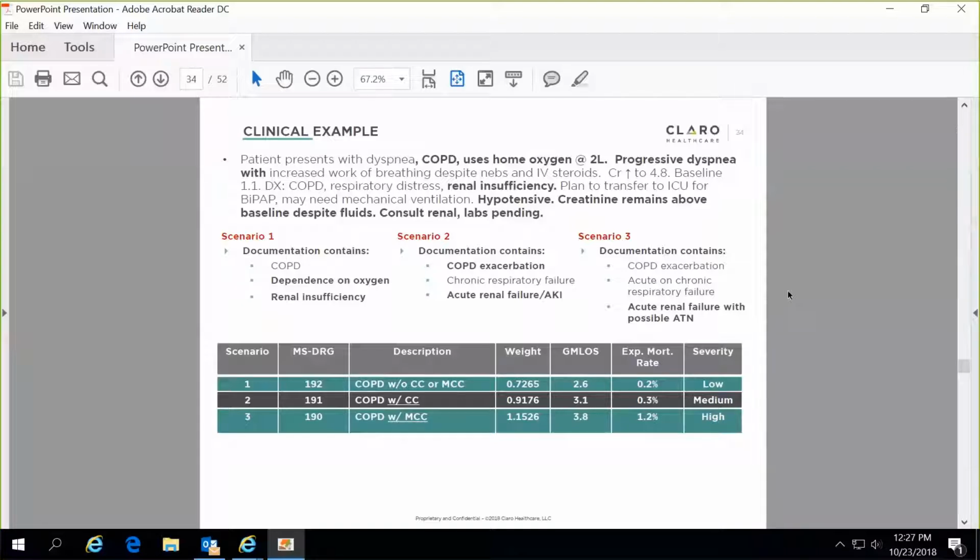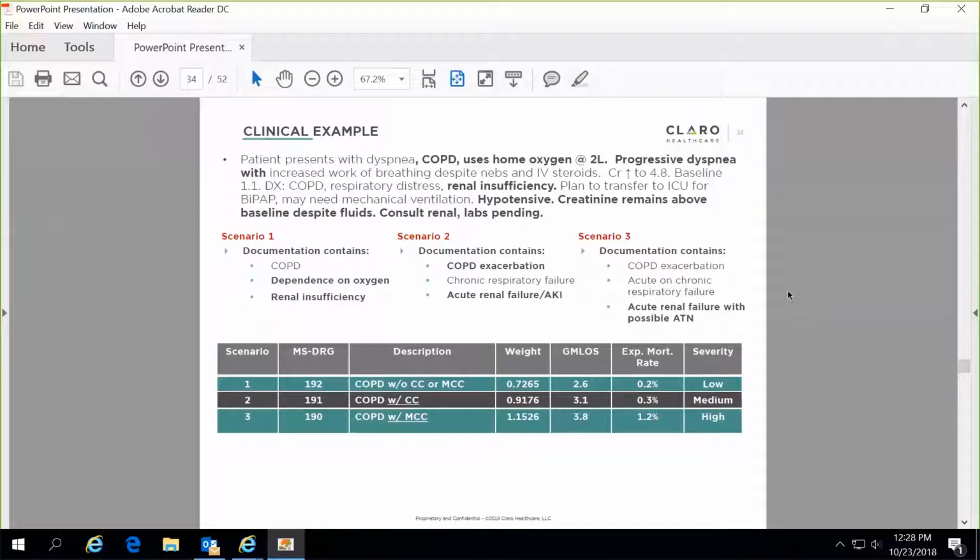If this is all that we have, scenario 1 shows what we could capture from that documentation. Patient only has COPD, dependence on oxygen, and renal insufficiency. And that's what would be reported, but that is not the diagnostic story for that patient. We would only be able to report DRG 192, scenario 1, which is lowest severity. The risk of mortality is 0.2%. We only have 2.6 days to manage this patient, and the relative weight is our payment. We multiply that, and that will give us our payment for that patient.